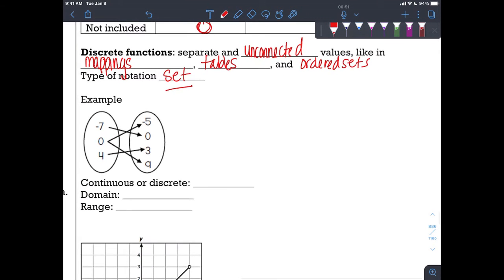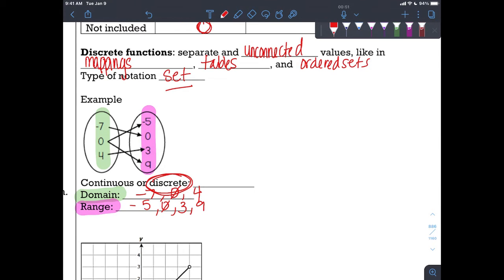So for example, if I looked at this mapping, first thing I would say is, this is discrete. These points are not connected to each other. They're not on a graph. My domain is going to be listed out as -7, 0, +4. My range is going to be listed out as -5, 0, 3, and what appears to be a 9.